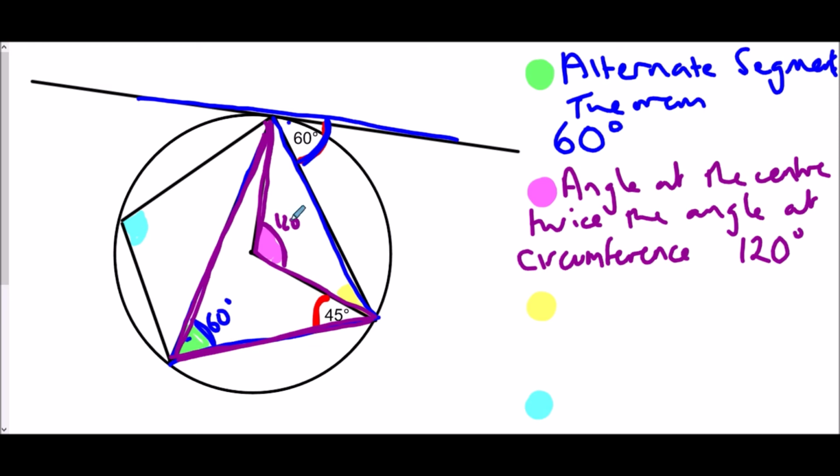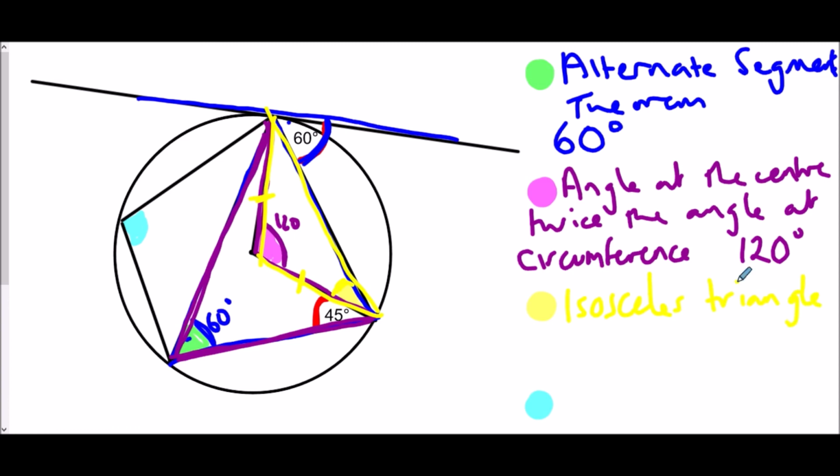We're then asked to find the yellow angle. Now the yellow angle here, well, the key here is that we have an isosceles triangle. How do I know it's isosceles? Well, this is a radius and this is a radius, and therefore it must be an isosceles triangle. And so what we have is just the rule isosceles triangle.